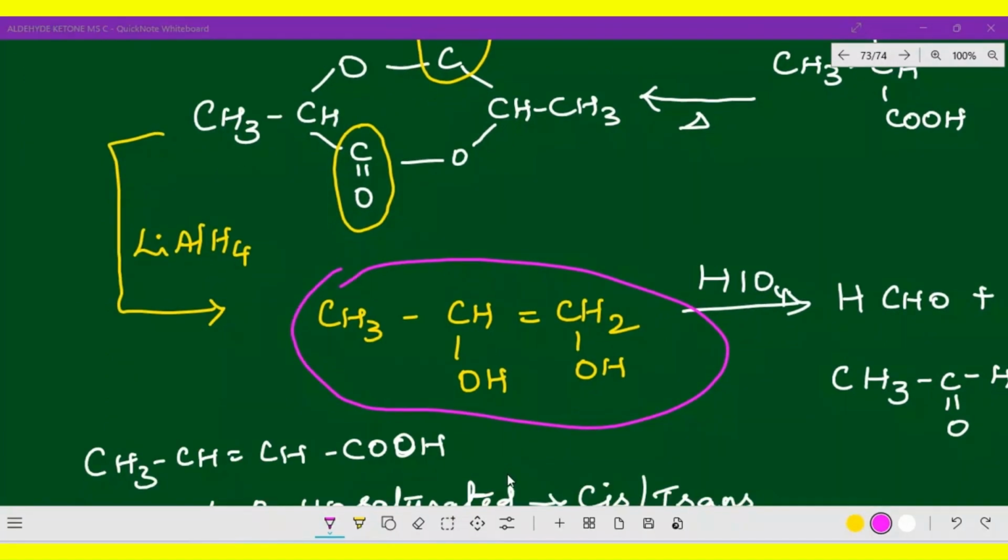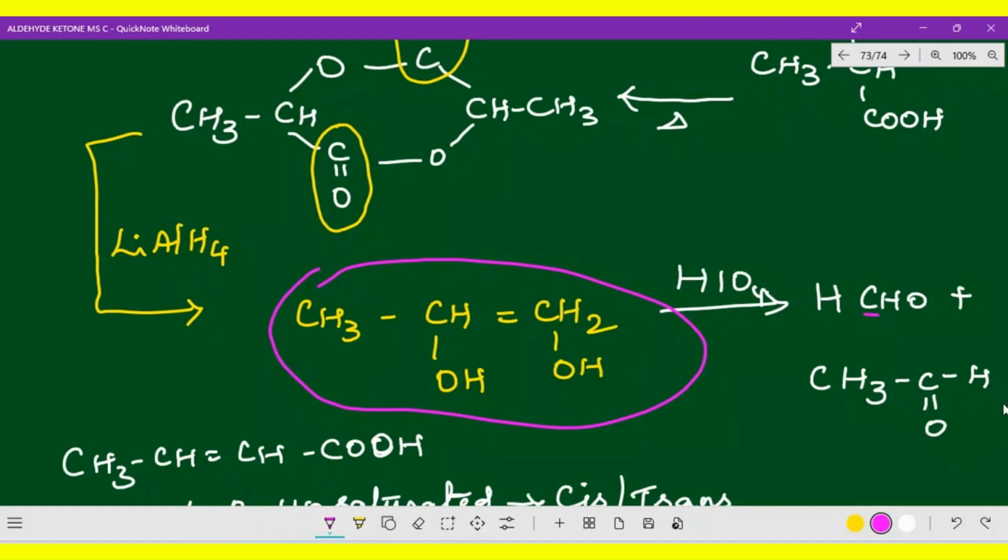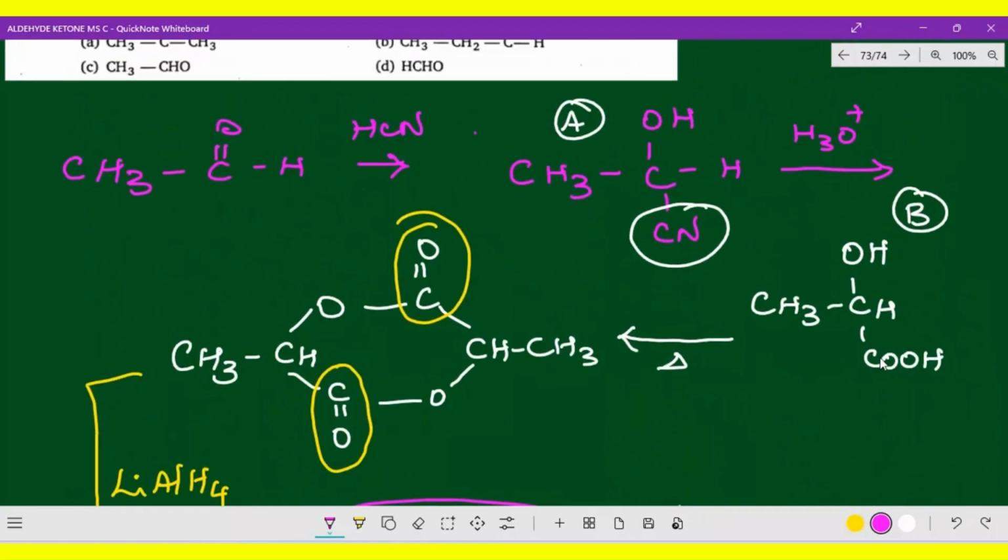Here 3 carbons and here 1 carbon. Formaldehyde is already there, a product they mentioned. So 4 carbons are available, right? I hope you got the clarity. Now what is the correct option? Acetaldehyde only is the original starting reagent, the reactant only, right? Now which is the correct option?